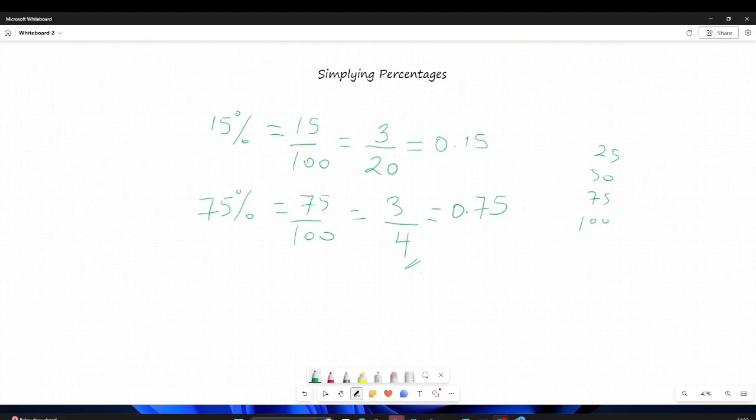All right, so now try simplifying. Let's try some few more examples. 20%, how can you simplify that? Try that on your own. How would you write that as a fraction? And then can you break that further? And what would be the decimal for that? Try that. All right. So see you in the next video.